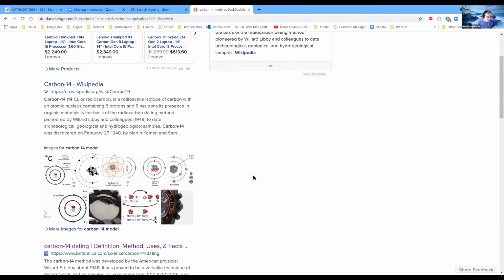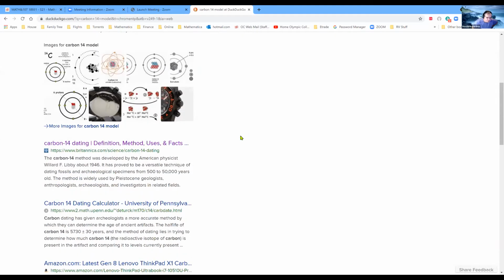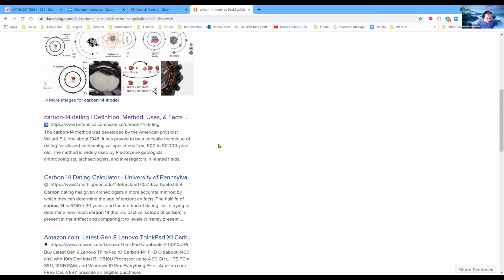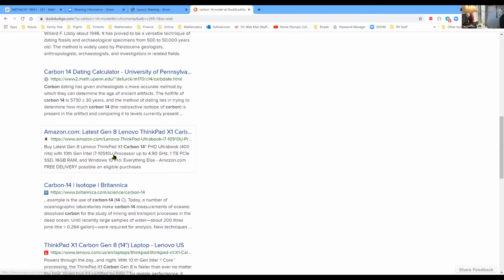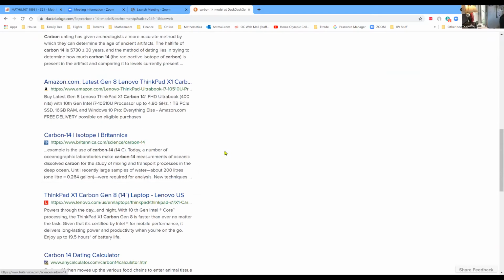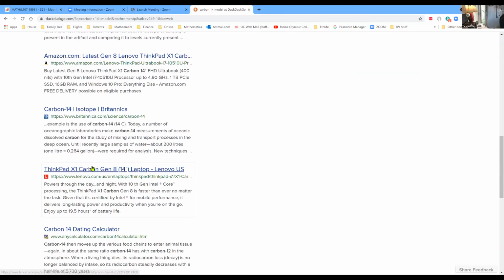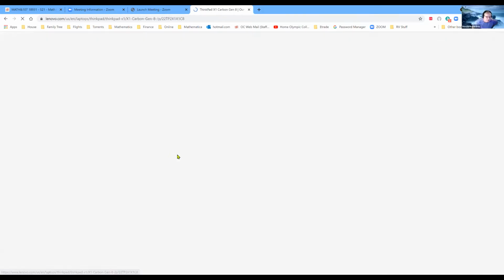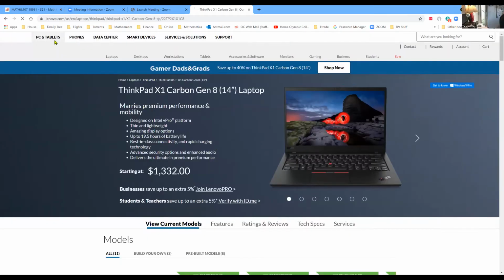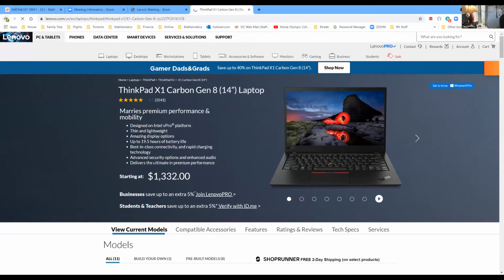There you give me. I'll get pretty pictures. There's the isotope. Let's check that one maybe. No, I did not want to buy a ThinkPad.